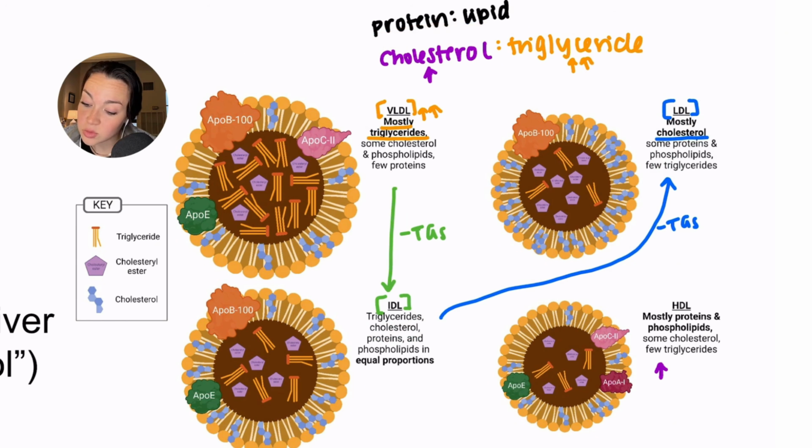All right, and then finally we move to our littlest lipoprotein, the high-density lipoprotein. And now this is so high density because it is mostly proteins and phospholipids, right? It's very small and packed. There's not much of anything in there.